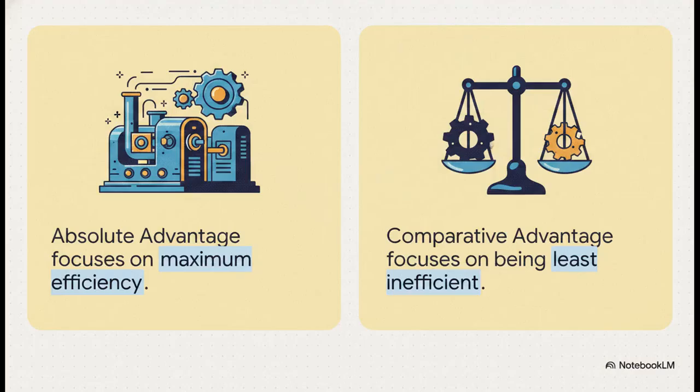This is exactly where David Ricardo steps in with a crucial refinement. While Smith was all about maximum absolute efficiency, Ricardo introduces comparative advantage. And he proves something amazing. Even a nation disadvantaged in producing everything can still absolutely gain from trade. How? By focusing on what he called relatively less inefficient production.